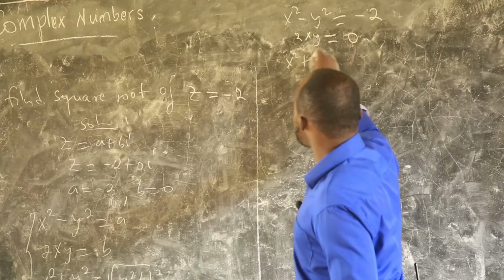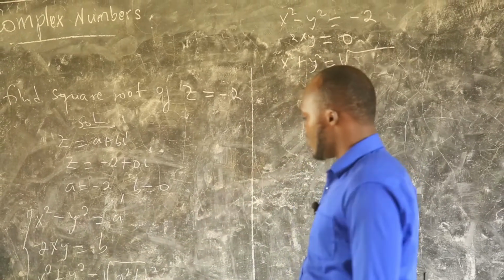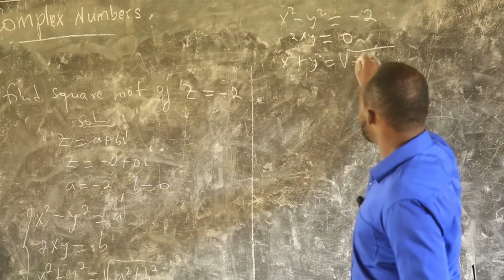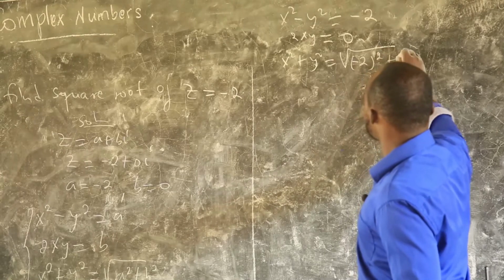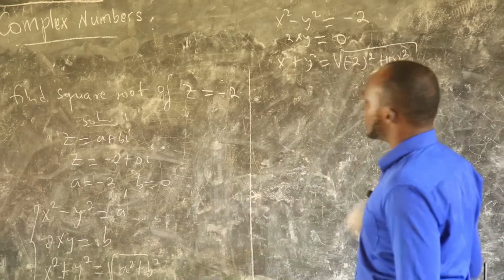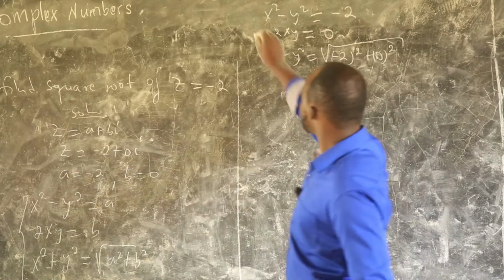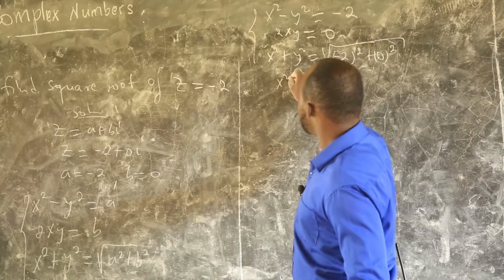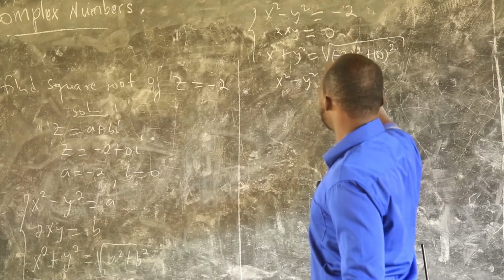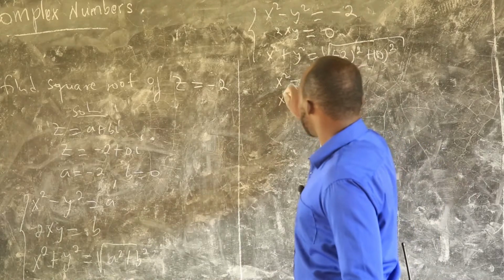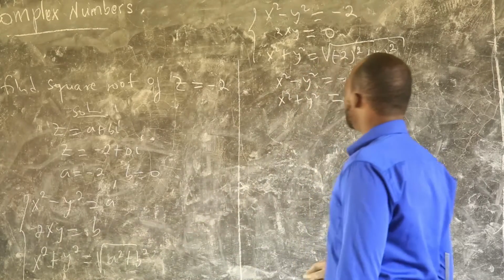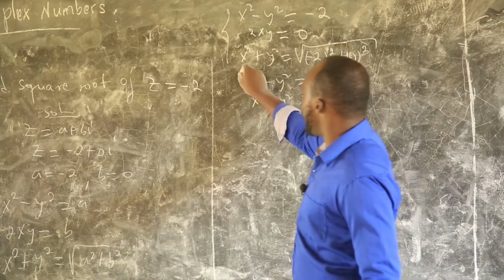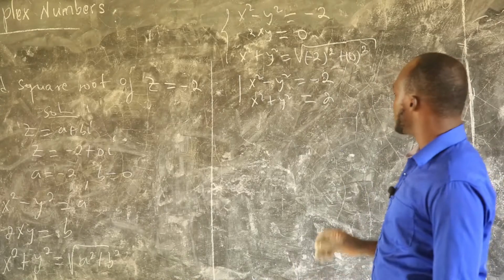Then x squared plus y squared equal to the square root of a squared plus b squared. Our a is negative 2, so negative 2 squared plus 0 squared. Which means that we're going to use equation 1 and equation 3. x squared minus y squared equal to negative 2. x squared plus y squared equal to negative 2 squared is 4, and the square root of 4 is 2. We just add here to eliminate y.